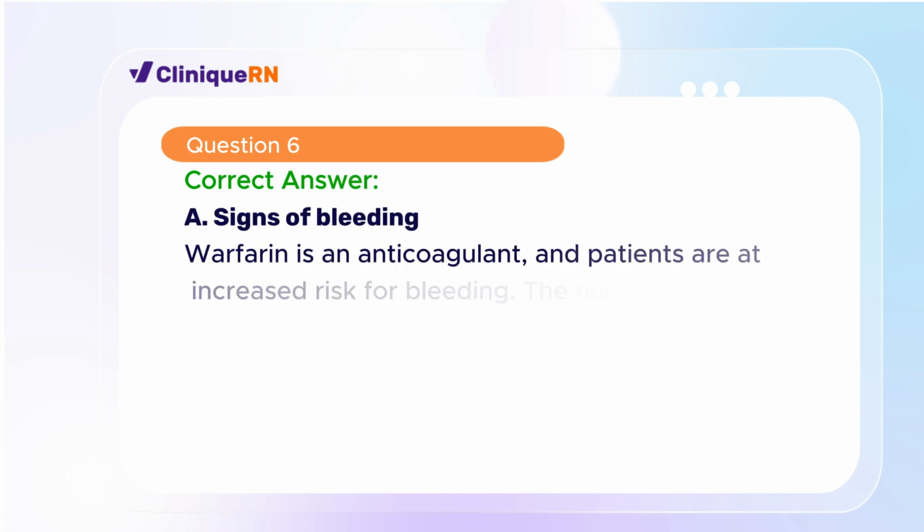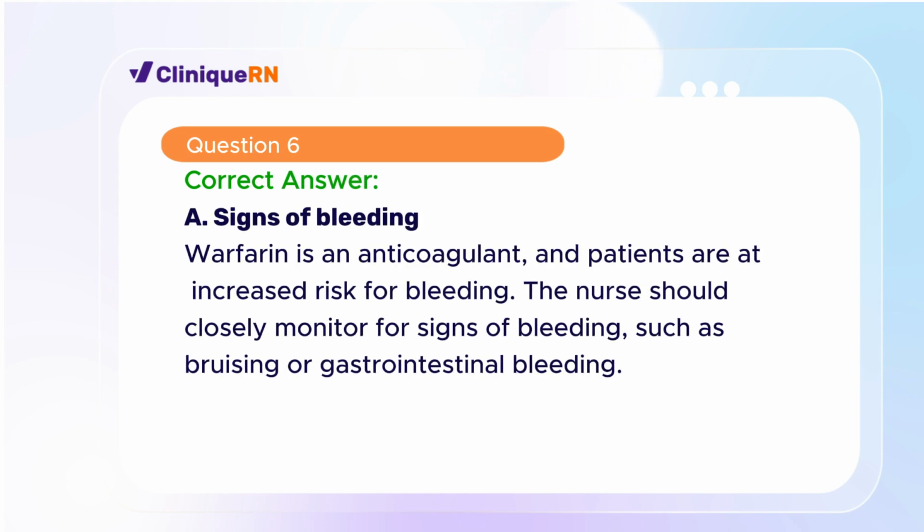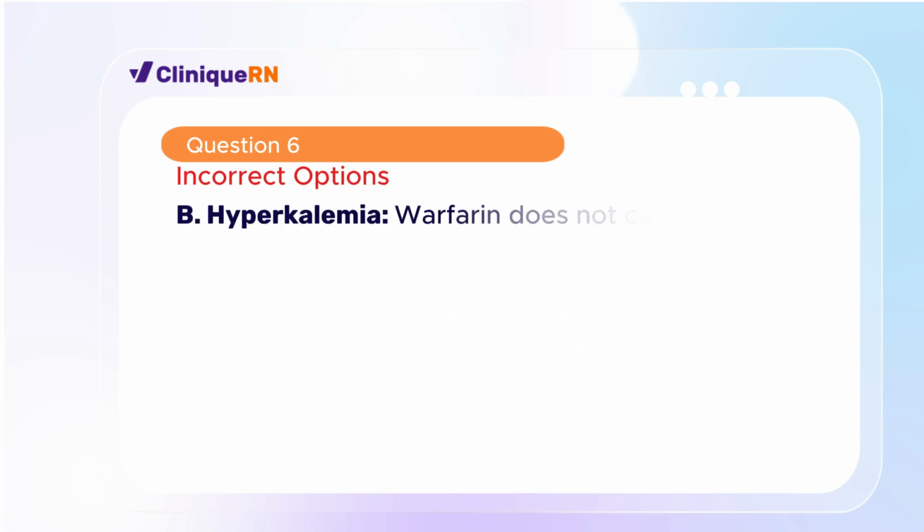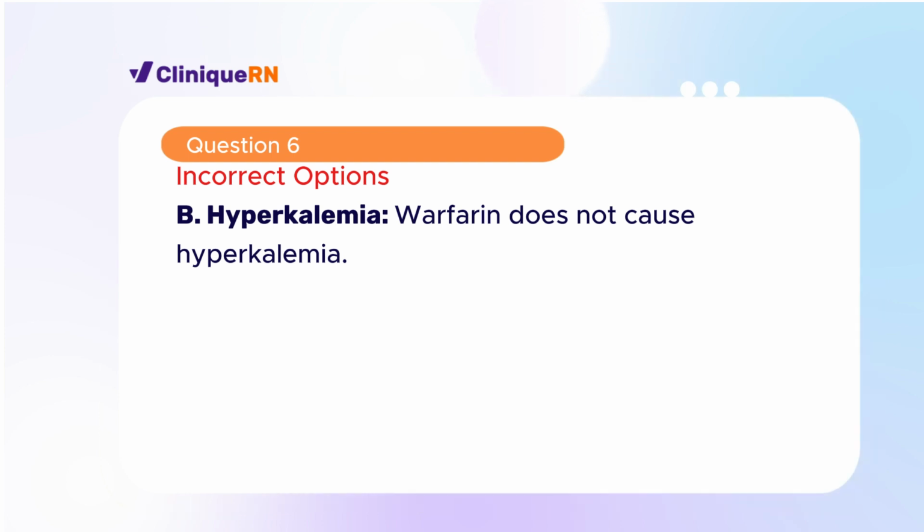The correct answer is A. Signs of bleeding. Rationale for correct answer. Warfarin is an anticoagulant, and patients are at increased risk for bleeding. The nurse should closely monitor for signs of bleeding, such as bruising or gastrointestinal bleeding. Rationale for incorrect answers. B. Hyperkalemia. Warfarin does not cause hyperkalemia.